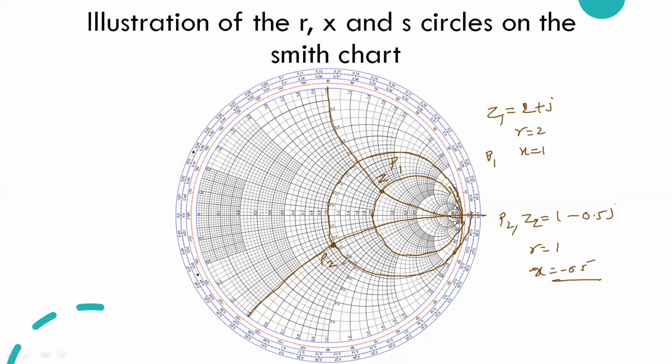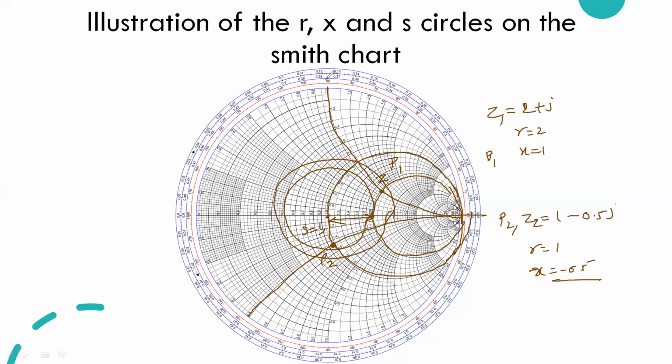Similarly, if you want to draw the S circles on the same Smith chart, the center value, as shown in the first slide itself, is S equal to 1. S equal to 2 is this value, which is equal to your R circle. You have to take a compass and draw this circle. Then similarly, if you want to draw the S equal to 3 circle, you have to go for this. These are the circles which were shown in the previous slide.